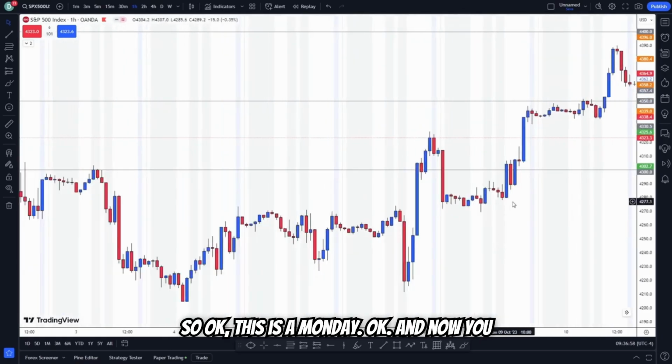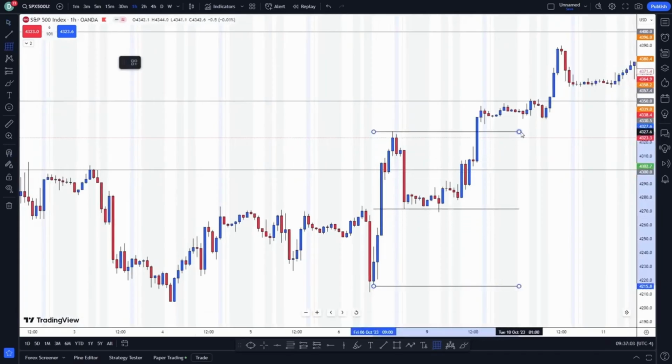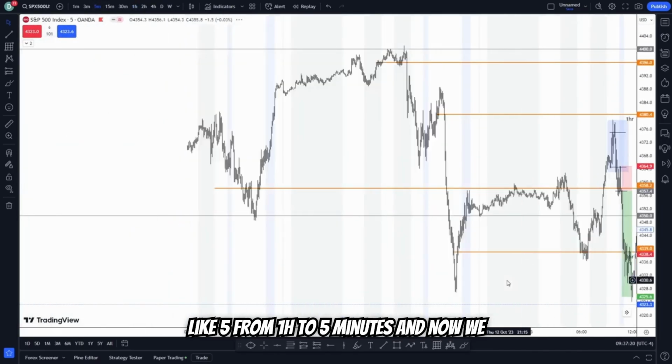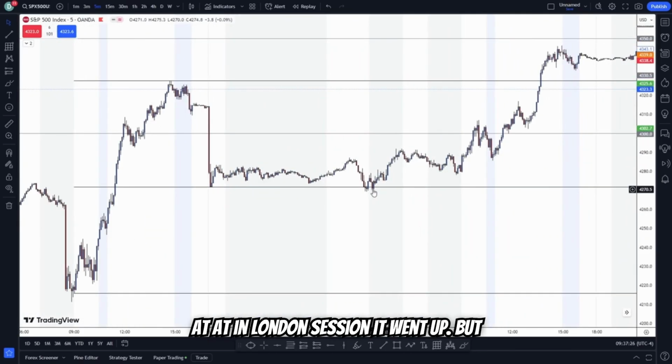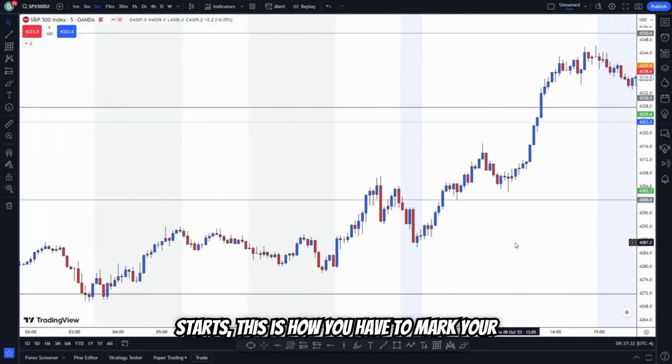So okay, this is a Monday, okay? And now you guys can see that it just tapped into the equilibrium, the 50% of the Fibonacci. So we know that at 1H time frame it can probably go bullish, okay? So what we will do over here, we will go into smaller time frames, from 1H to 5 minutes, and now we can see this right over here. So at London session it went up, but after that, when the ICT silver bullet starts, this is how you have to mark your charts, okay?